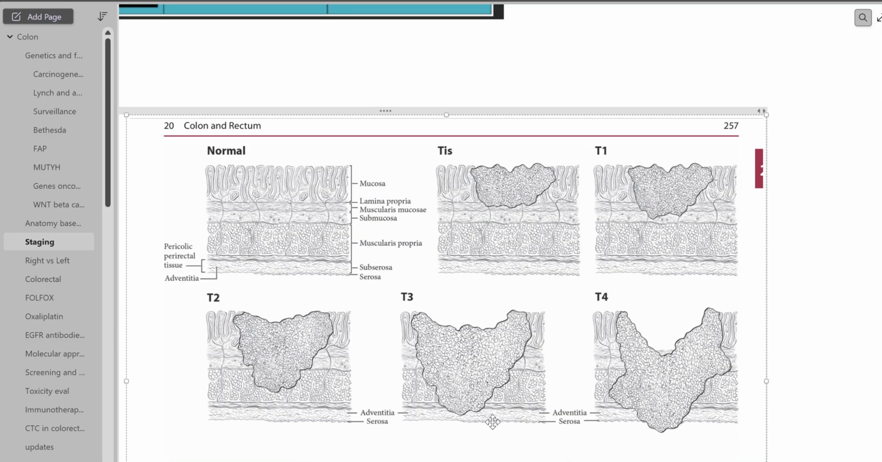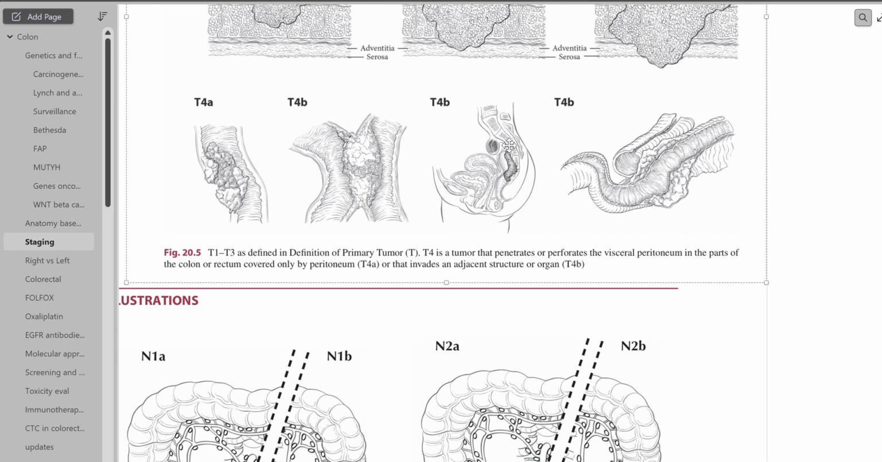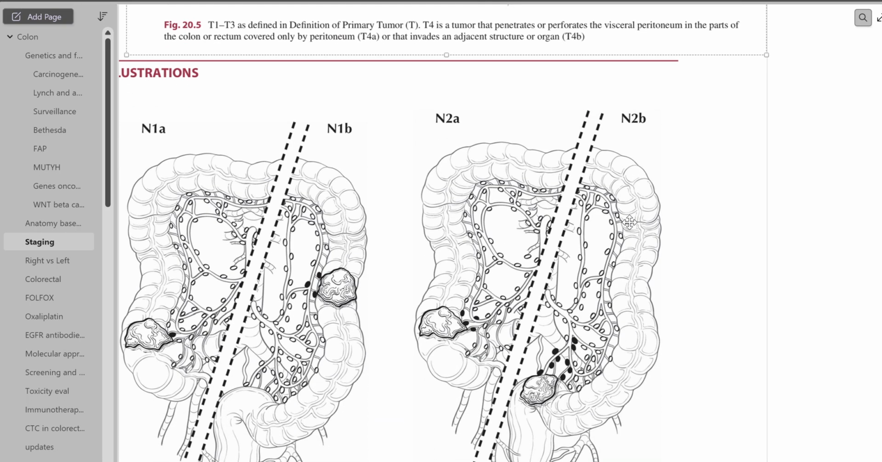T3 penetrates through the adventitia but does not penetrate through the serosa. T4 is when it penetrates through the peritoneum and crosses it. Now T4A and T4B mean it has crossed the peritoneal covering, and T4B is when it invades the adjacent structures or organs. T4A again is only the peritoneum. And if it invades from here, you can see invading the other organs, T4B.